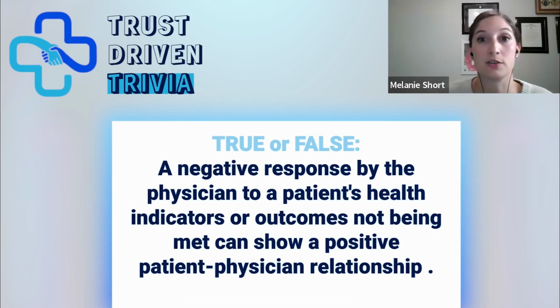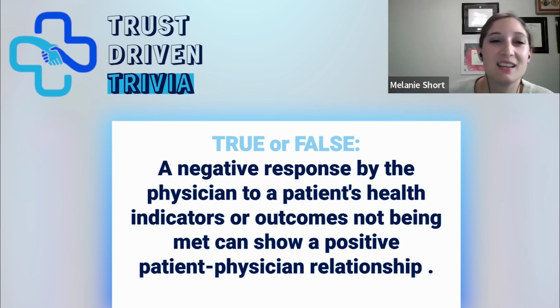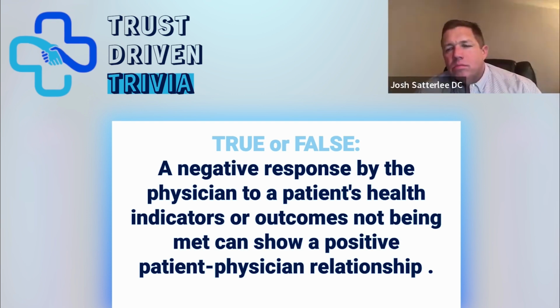All right, I'm giving you a true or false. You got a 50-50 shot here. A negative response by the physician to a patient's health indicators or outcomes not being met can show a positive patient-physician relationship. So patient comes in, they say, I haven't been doing well, this medication's not helping. The physician has a negative response to that. Is it going to give a positive or a negative patient-physician relationship? If you chose true, you would be saying that it shows a positive relationship. False would be a negative relationship, if that clears it up a little bit.